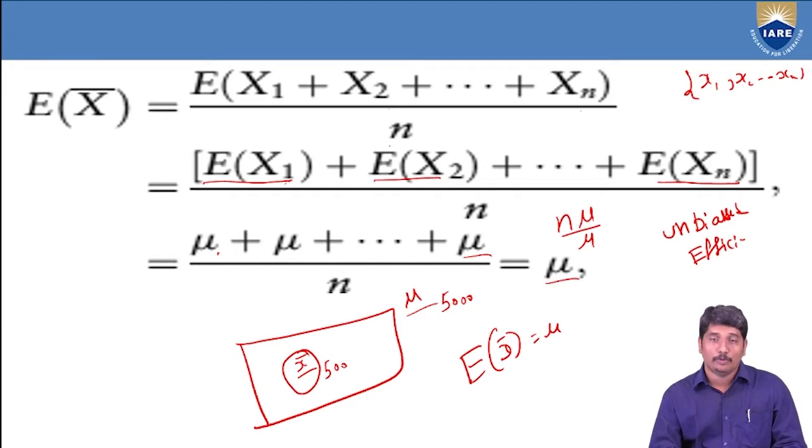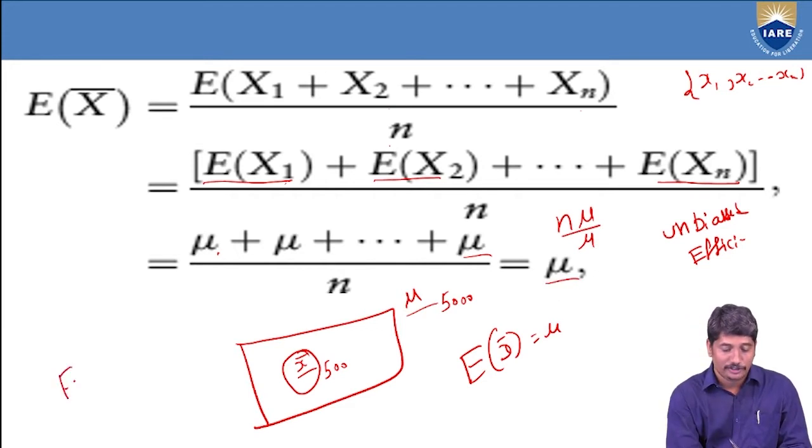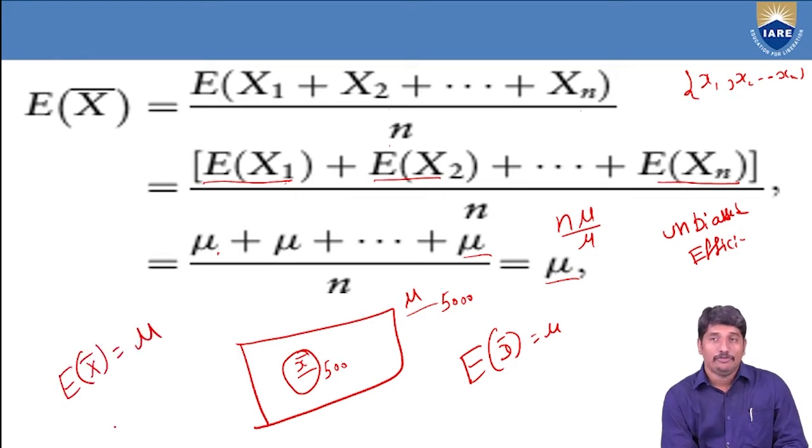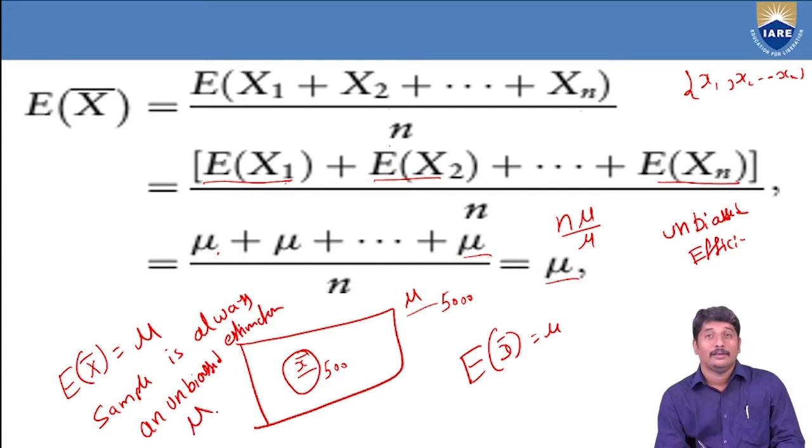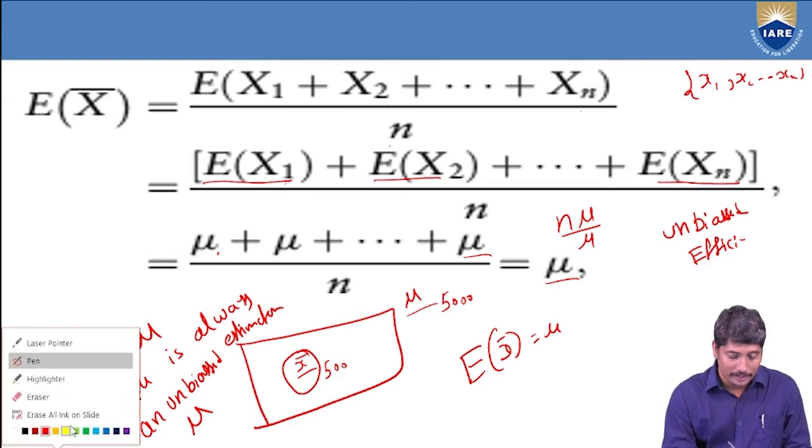The last value also becomes mu, and hence we get n times mu divided by n, which is mu. So what have we proven? We have proven that E of x bar is always equal to mu, and hence the sample mean is always an unbiased estimator of the population mean. So this is what we have arrived at.